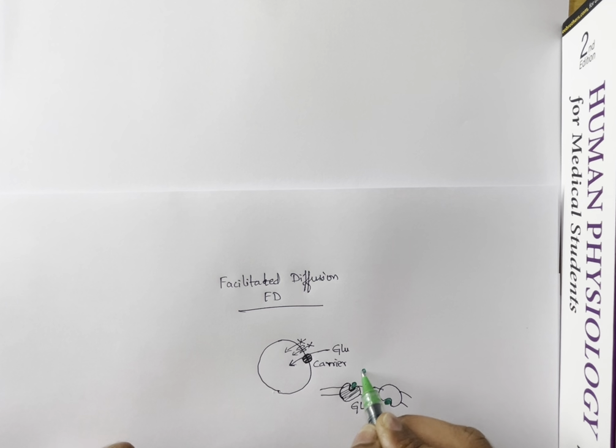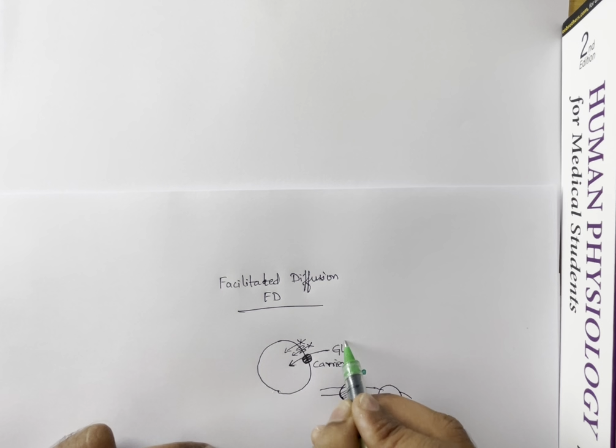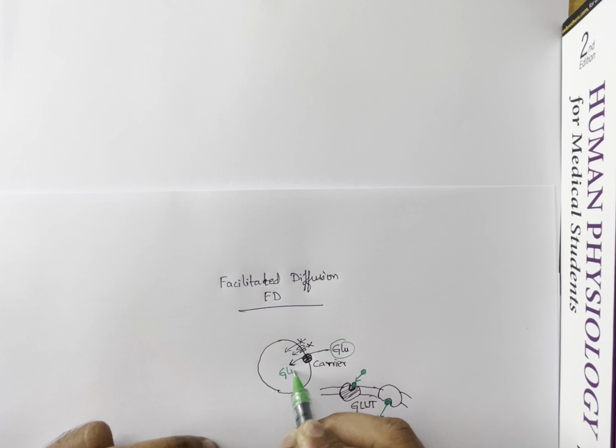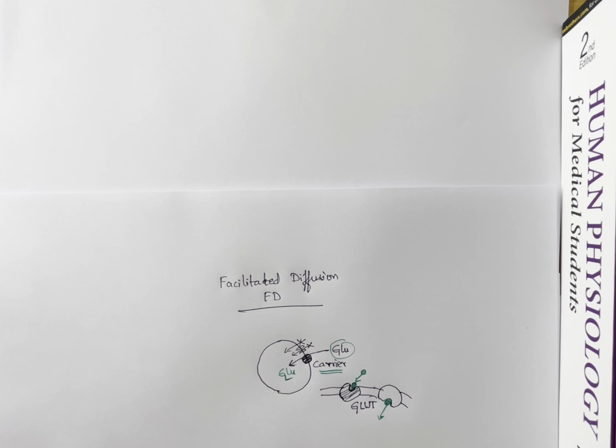So glucose binding to the binding site of the carrier protein causes conformation changes within the carrier protein, which brings the glucose to the interior of the cell. This is how glucose from the exterior will enter the cell, through binding to a carrier protein. So the diffusion of glucose along the concentration gradient is mediated or facilitated by the carriers here. The carriers have a role in the transport of substances.